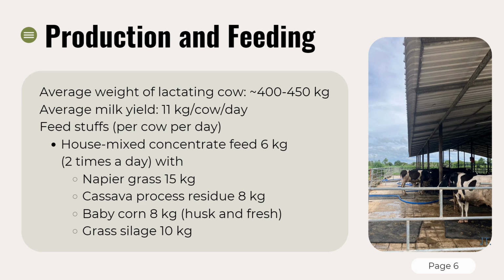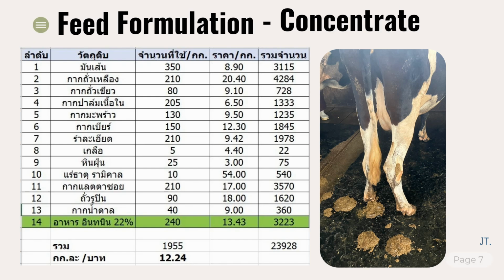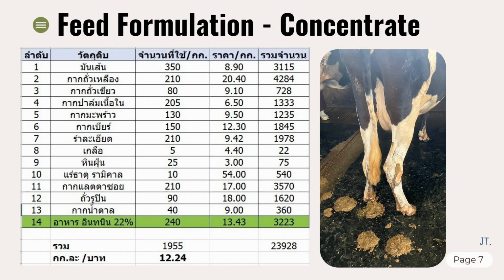Production and feeding. We found that the average weight of lactating cows is around 400 to 450 kilograms, and average milk yield is 11 kilograms per cow per day. The owner has given house mix concentrate feed 6 kilograms twice a day, with napier grass 15 kilograms, cassava processed residue 8 kilograms, baby corn 8 kilograms, and grass silage 10 kilograms. And this is the concentrate feed formulation of this farm.